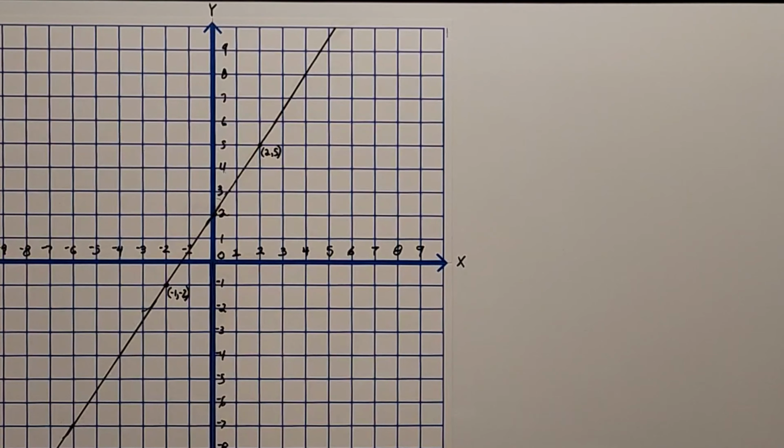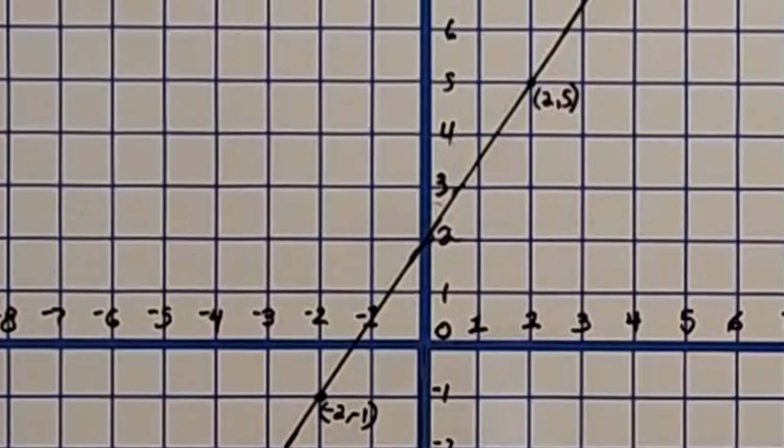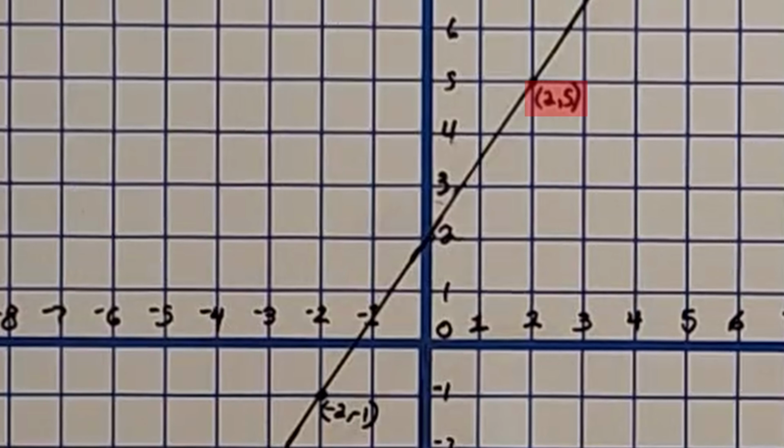Let's take a look at this concept on an actual graph. This is an actual question from the October 2020 SATs, question 433. This is a common problem that you're going to see on the SAT, where they ask you to identify the slope of a line from the graph. The way we handle this problem is we have to identify 2 definite points on the graph. As you can see, we have those 2 points highlighted: the point (2, 5) and the point (-2, -1).